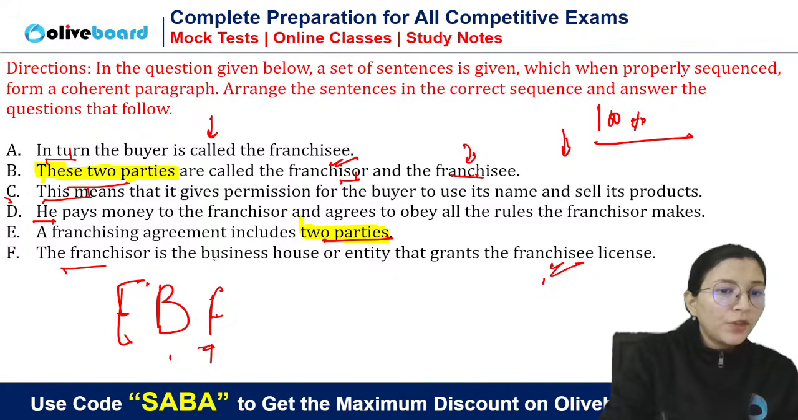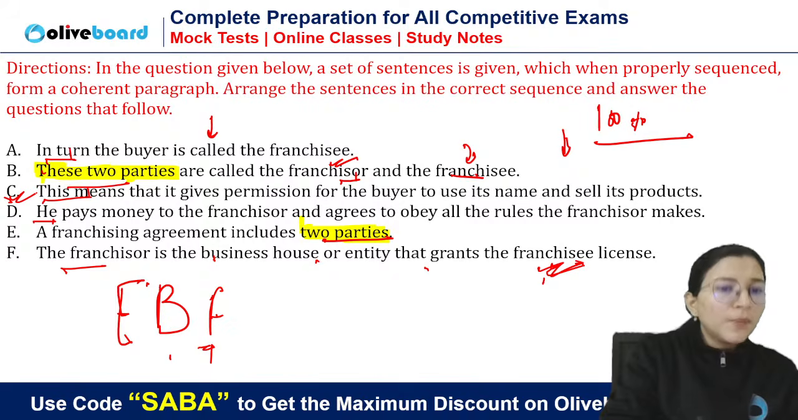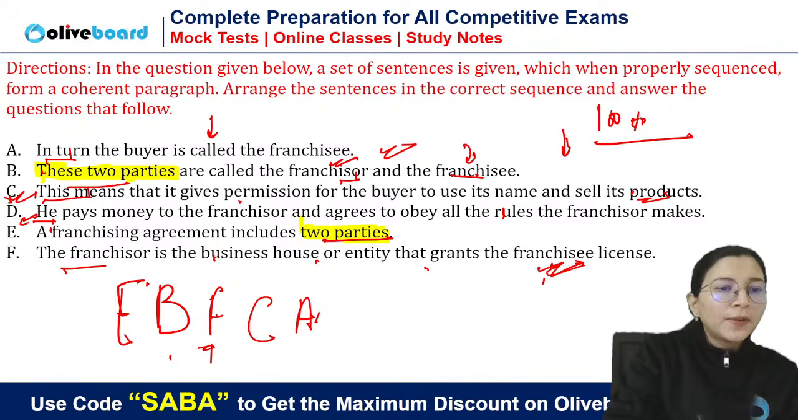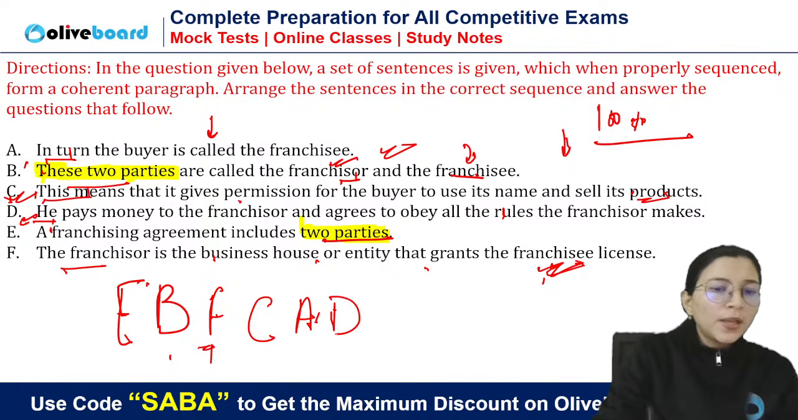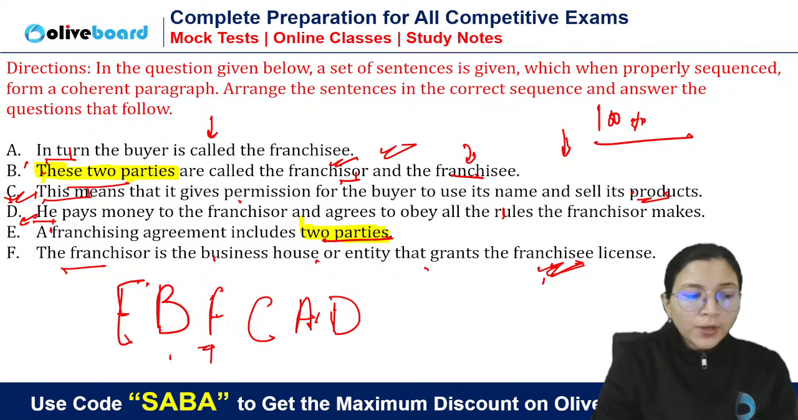E. The franchisor is the business house or entity that grants the franchisee license. Grants the franchisee license means that it gives permission for the buyer to use its name and sell its products. And then you will come to A. In turn, the buyer is called a franchisee. And then he pays money. He pays means buyer. So, this he is referring to the buyer. EBFCAD. I think here also I did not get 100% accuracy.